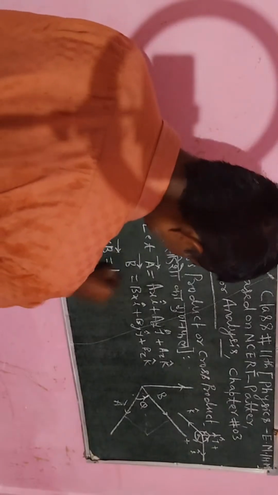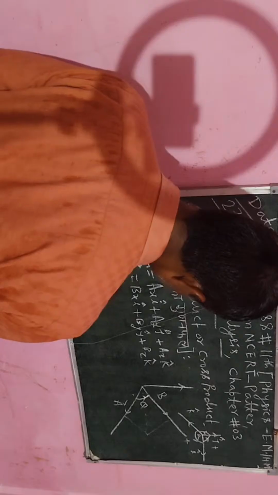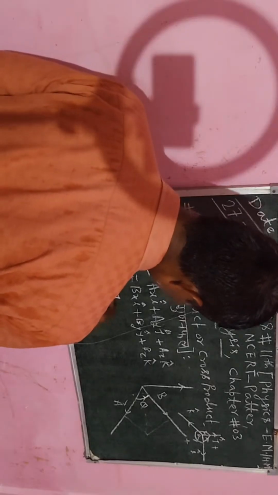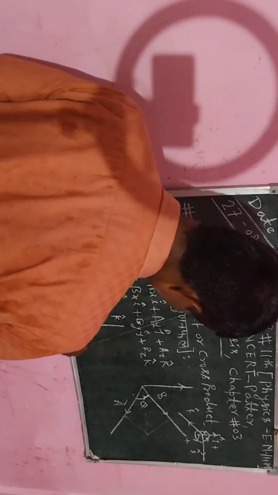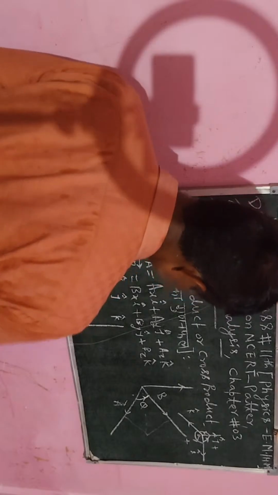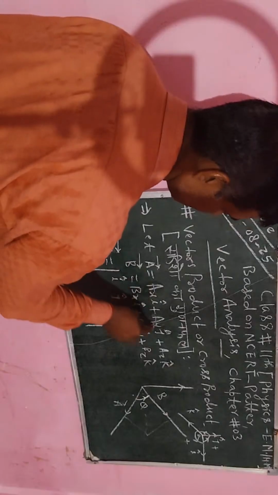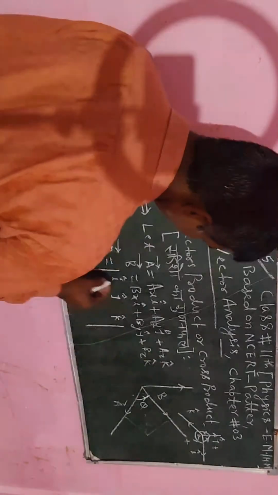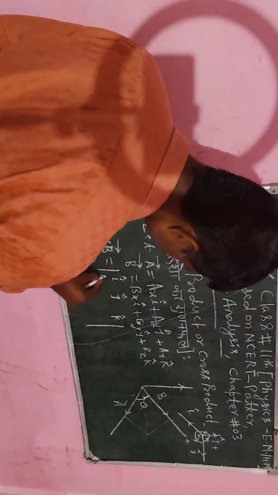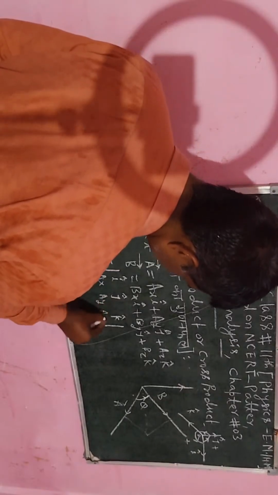So I will write here in the modulus sign: this is the vector i cap, this is the vector j cap, and then I will write here vector k cap. Now here I have to put, in the modulus sign, the vector A coefficient of vector i cap, and also the coefficient of vector j cap, and similarly the coefficient of vector k cap. So here I will put ax, ay, az.